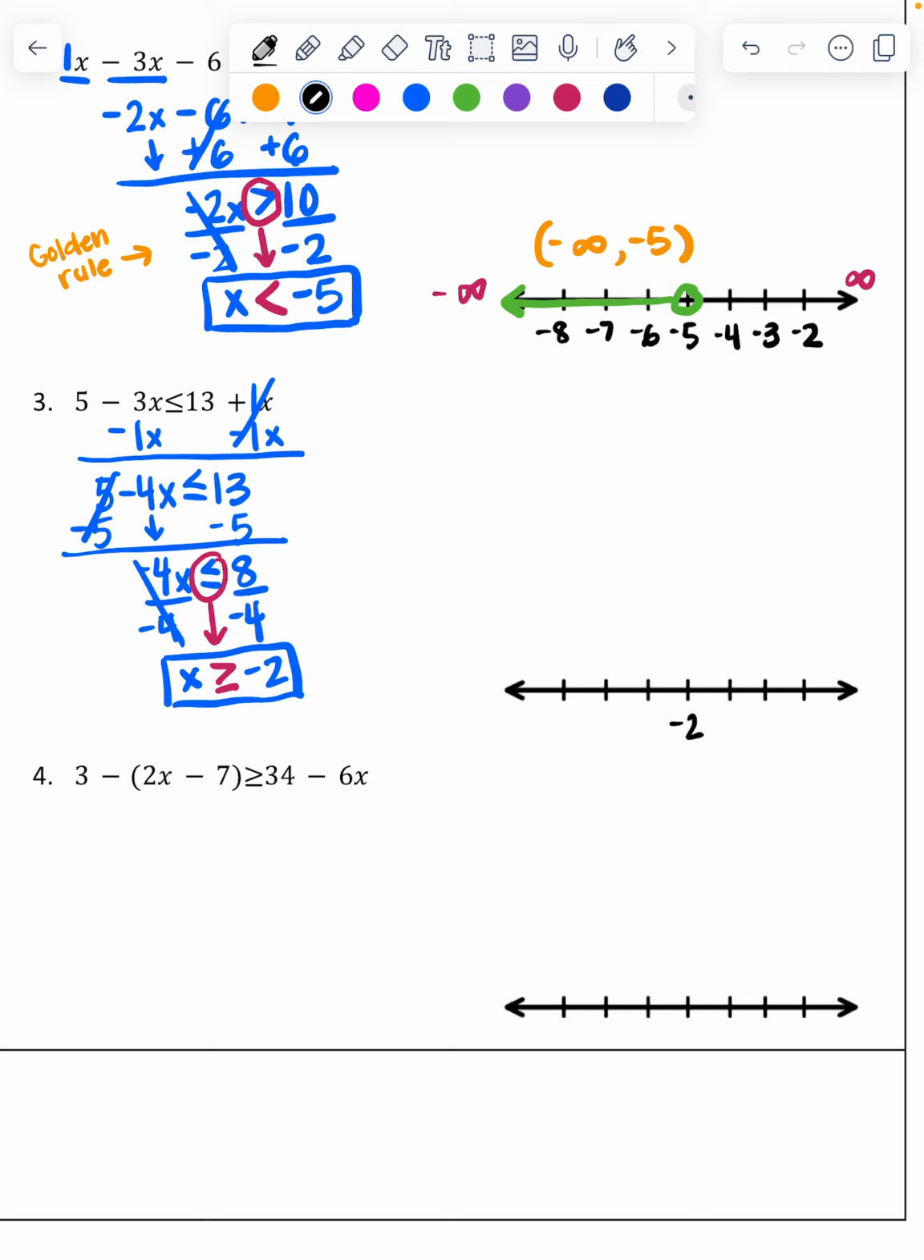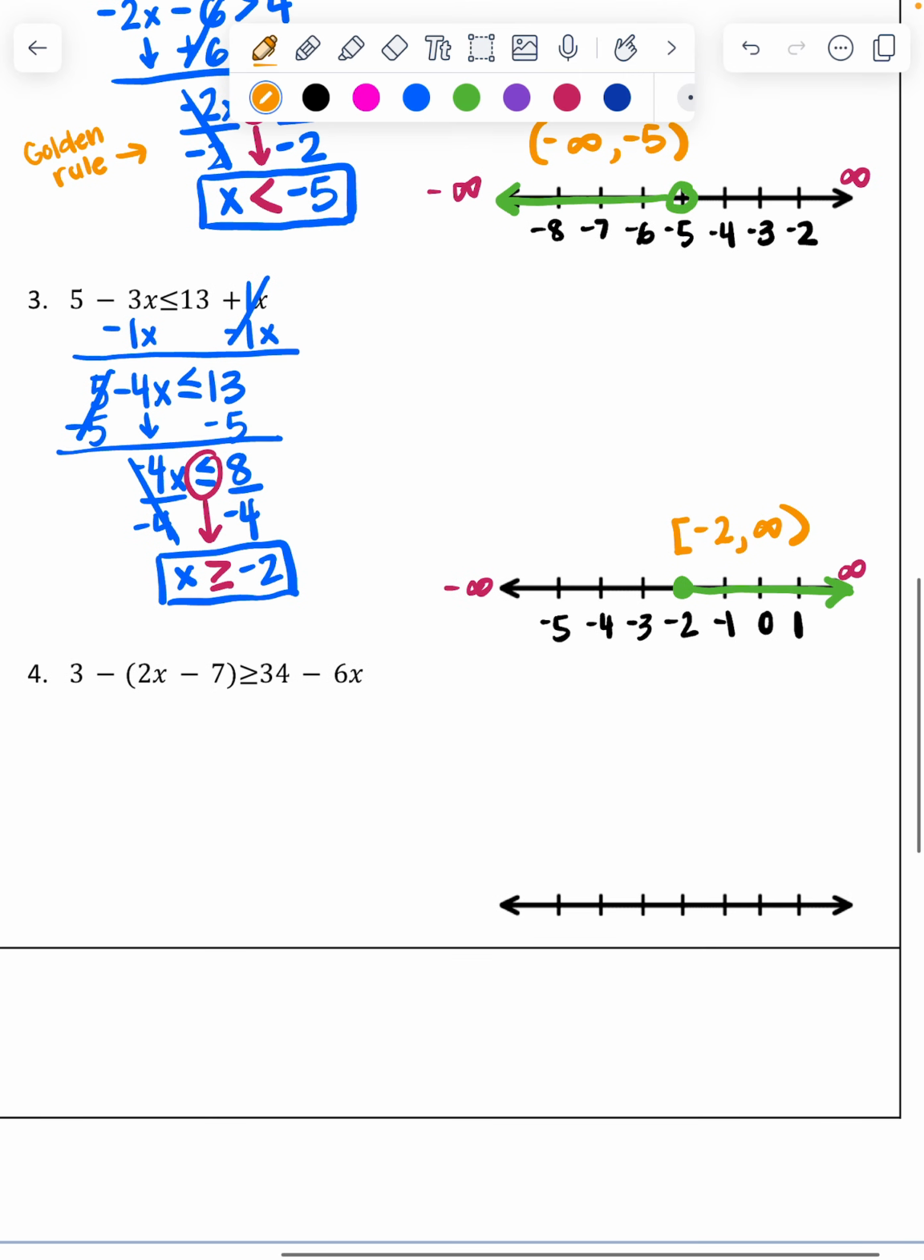We're going to put it on the number line. Now this one will be a filled in circle, and x is greater than or equal to negative 2, so it's going to be pointing up the number line toward positive infinity. So my interval notation will be bracket, negative 2, infinity, parentheses.